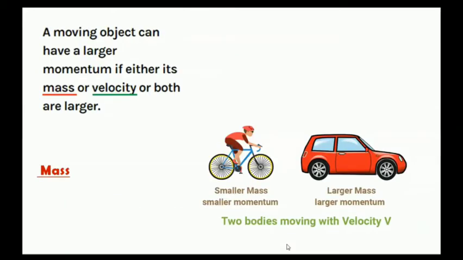A moving object can have larger momentum if either its mass or velocity or both are large. Let's see how mass affects the momentum. A cycle has a smaller mass, whereas a car has a larger mass. A moving car can kill a person because its momentum will be large, but a moving bicycle will do lesser harm since its momentum will be small. So of two objects having different mass, the one with the larger mass will have the larger momentum, and the object with the smaller mass will have the smaller momentum.